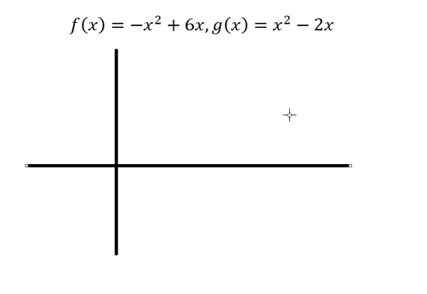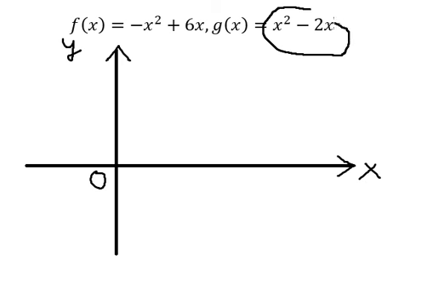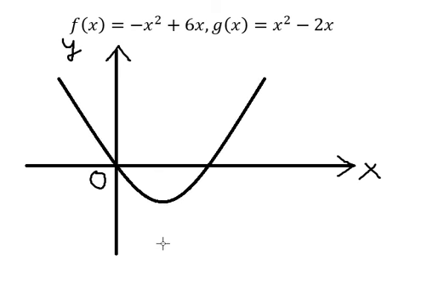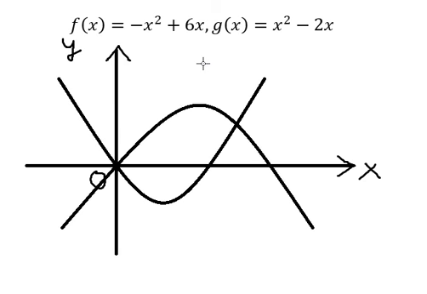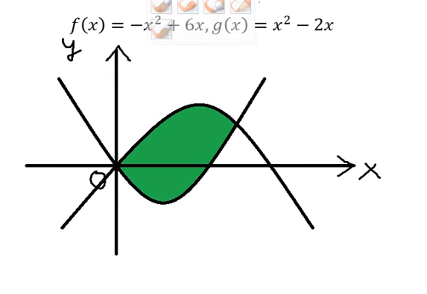First, we need to write the function. So for x squared minus 2x, the graph should be like this. For negative x squared plus 6x, the graph should be like this. So the area we need to concentrate on is this one. So now I will show you how to answer.